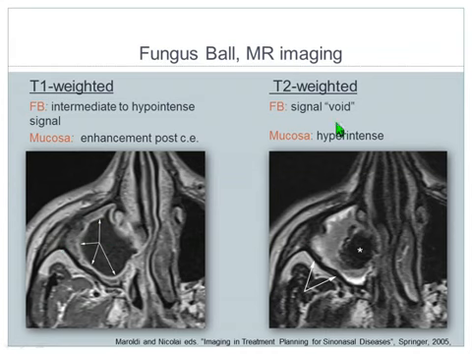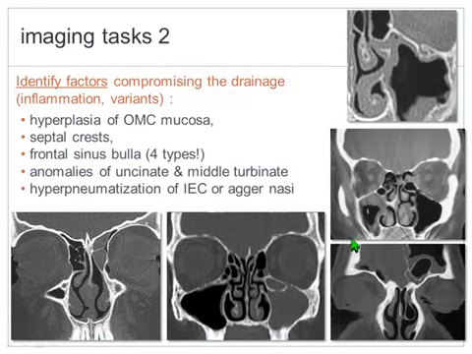On T2, you will have signal void. This is not air. This is not air like in the maxillary sinus on the opposite side; this is the fungus ball. You can compare the situation with the T1, and so you see very clearly this is not air. And the mucosa on the T2 sequence is hyperintense.